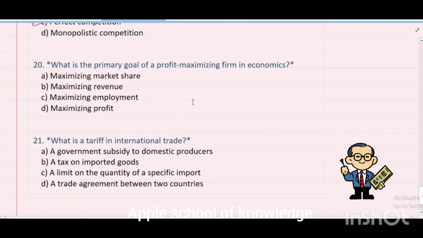What is the primary goal of a profit-maximizing firm in economics? The options are maximizing market share, maximizing revenue, maximizing employment, and maximizing profit. So option D is the correct one, because every organization is working to maximize its profit, and profit maximization is the fundamental goal for many businesses.